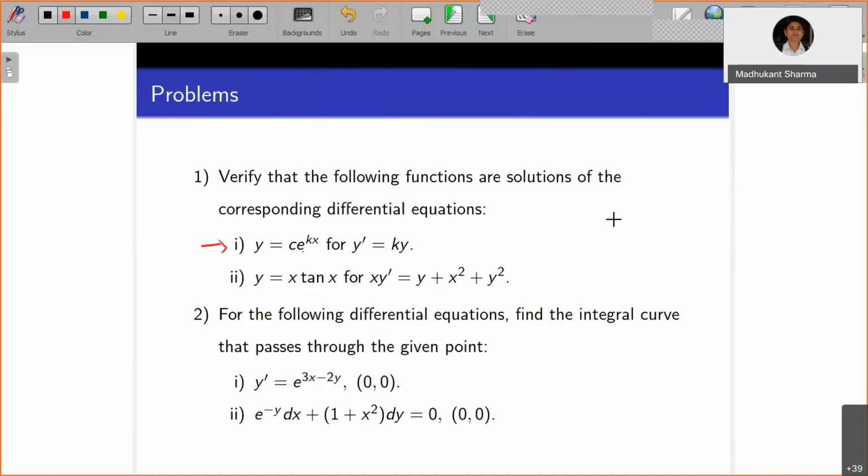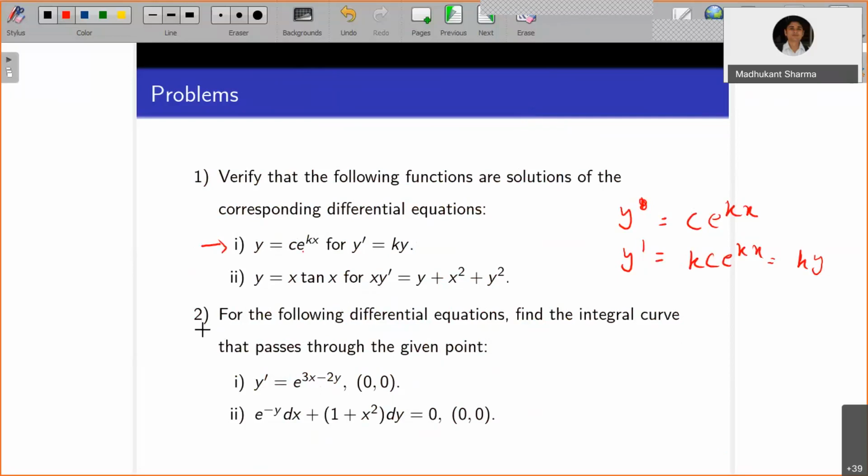It's very simple. y is c times e to the power kx. Now if you differentiate, that's going to be k times c e to the power kx, which is nothing but k times y. So it satisfies the equation. Similarly for this case also you substitute directly. That will give you the answer for this problem.